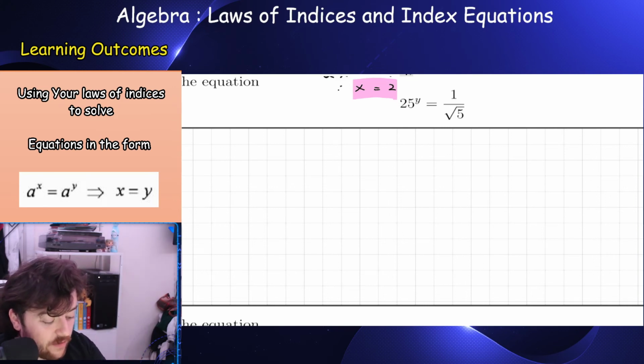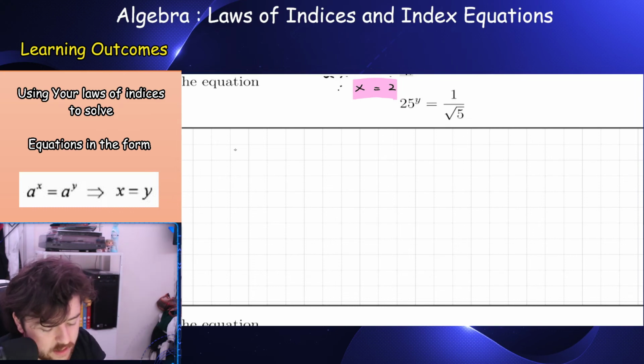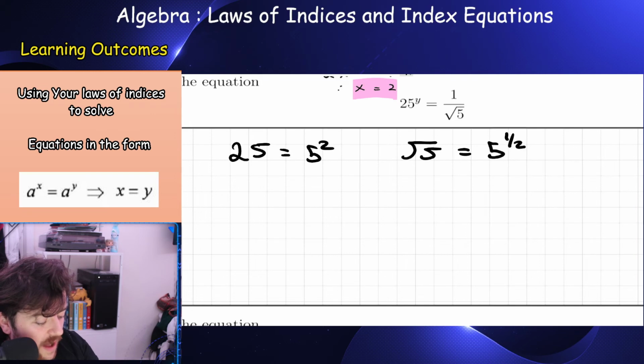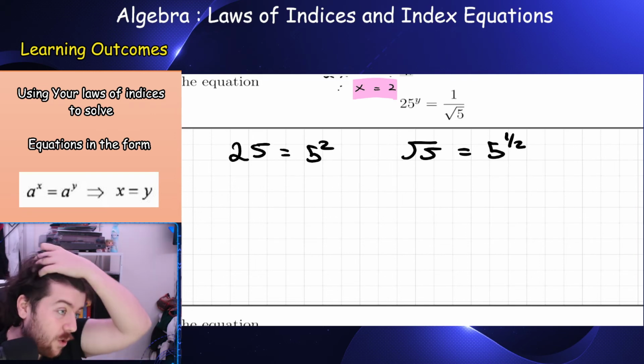And I have 25. So first, let's change all of my things into the base of 25. Oh, not base 25. No, base 5. Sorry. So 25 as a power of 5 is 5 squared, and the square root of 5 as a power of 5 is 5 to the power of 1/2. So remember, a square root is equal to a power of 1/2.